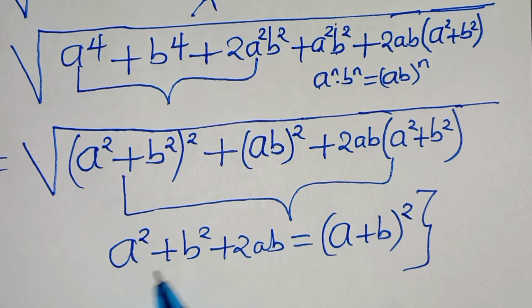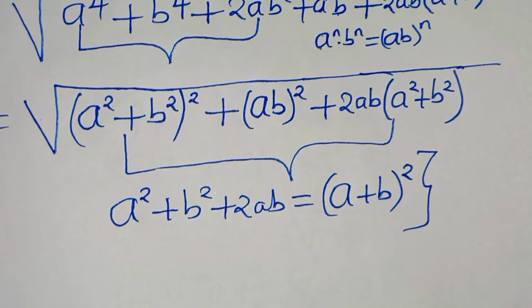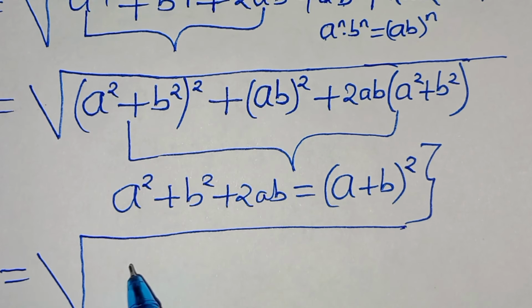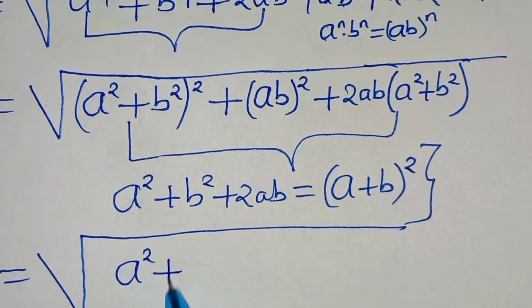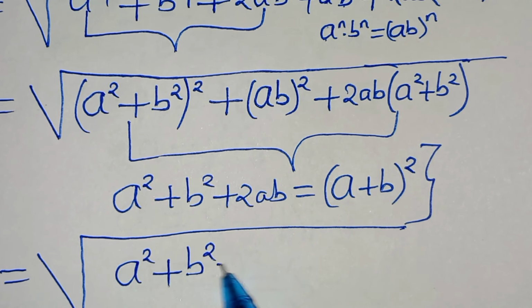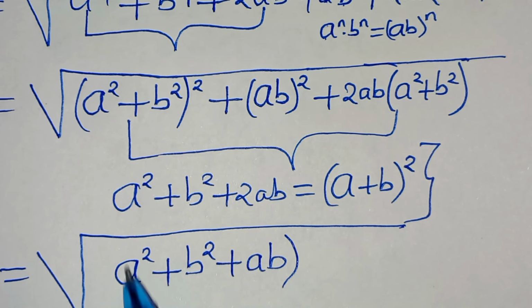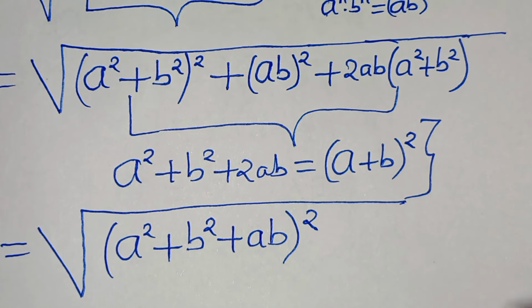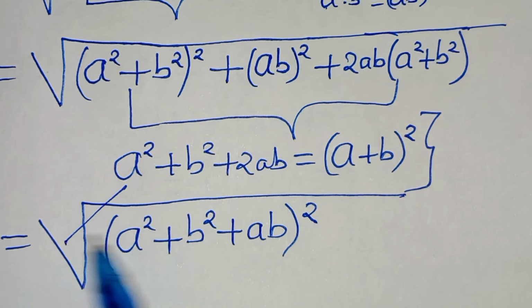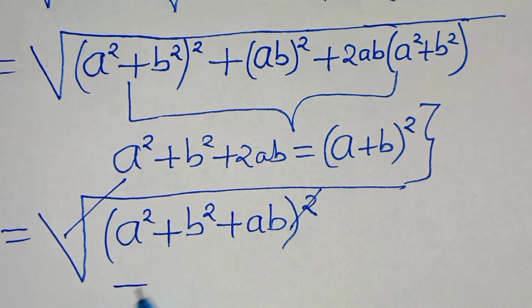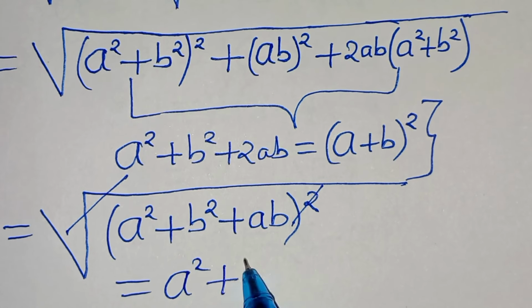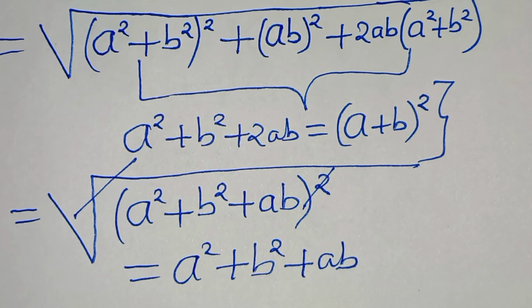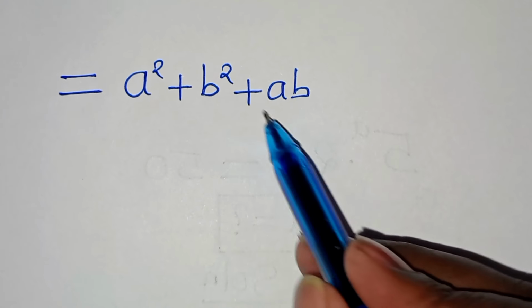So let's apply this algebraic identity so that now we have the square root of a squared plus b squared plus a times b, everything here raised to the power of 2. So let's simplify here. That means we eliminate the square root sign. And what we have is a squared plus b squared plus a times b. We have a squared plus b squared plus ab.